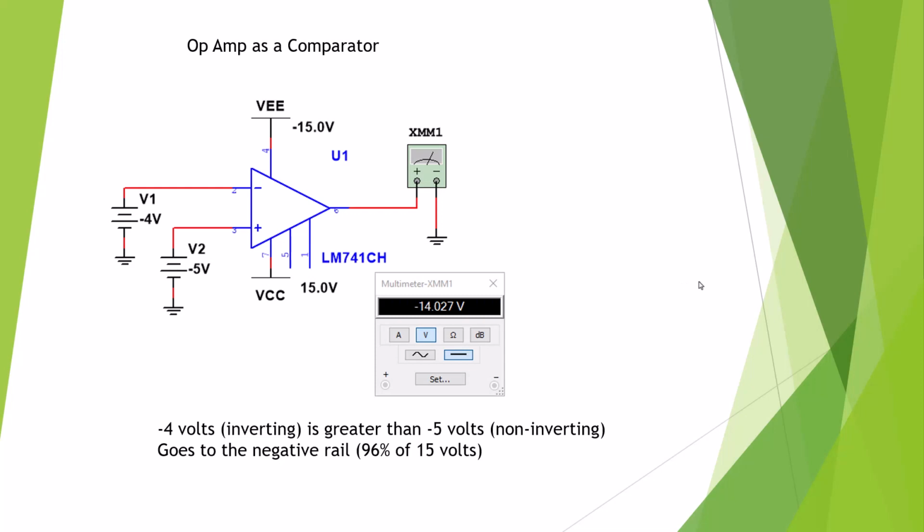Here we have a little tricky comparator where we are putting in minus voltages. Well, on the number line, -5 is lower than -4, so -4 is greater, so we're going to drive this to the minus rail, which -14 volts is close to the -15.